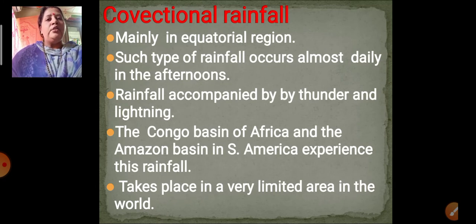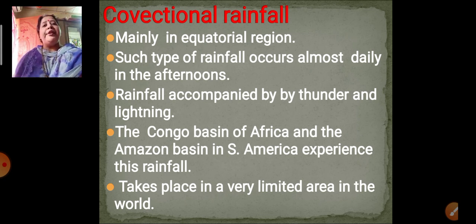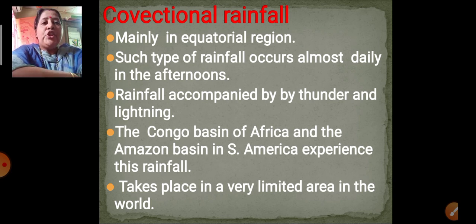Now there are three types of rainfall. One is convectional rainfall, the second one is orographic rainfall, and the third one is cyclonic rainfall. Let's learn about these three types of rainfall. Firstly, we'll learn about convectional rain. What is convectional rain? This type of rainfall mainly takes place in the equatorial region because here the temperature is high.